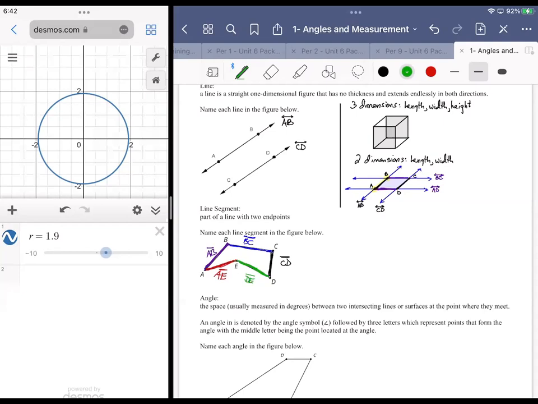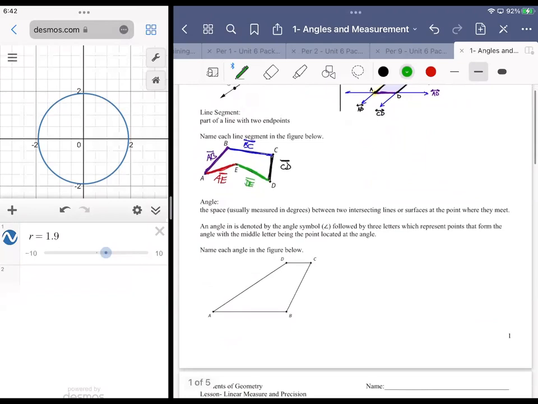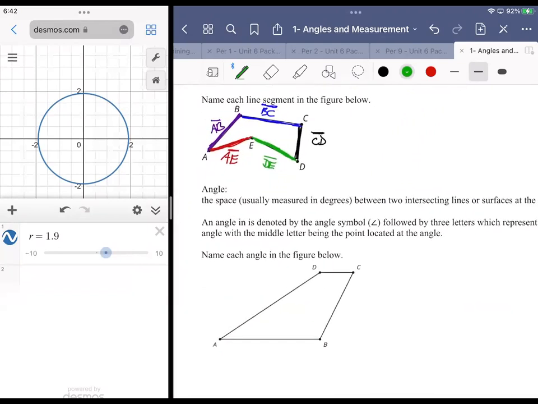An angle is denoted by a symbol. It looks like a little less than symbol. But yeah, it's got a little flat bottom there. Followed by the three letters which represent the points that form the angle, with the middle letter being the point located at the angle. So for this diagram, let's say I'm just at this moment focusing on angle B, or the angle at B, is really what I should say. All right. We use a single arc to indicate an angle.